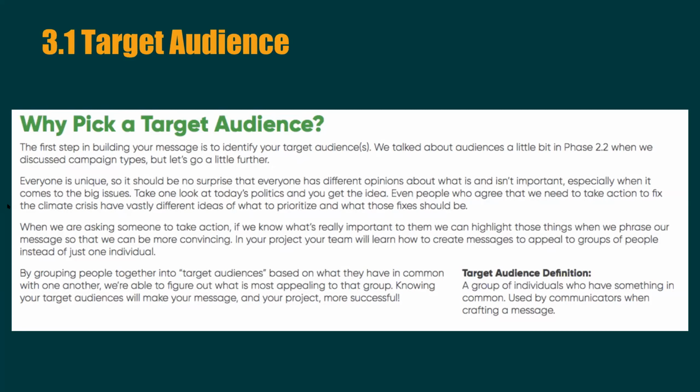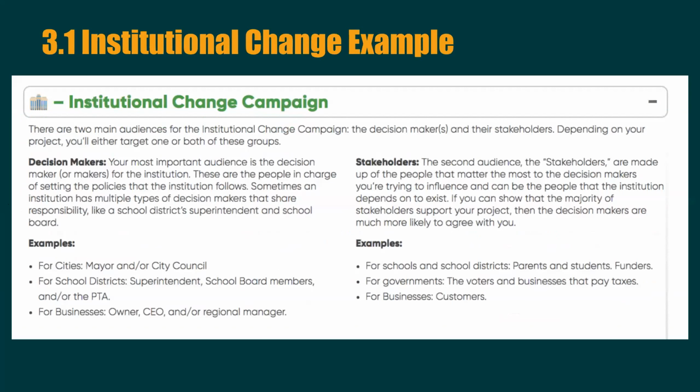So to illustrate how a target audience works in practice, let's dig into an institutional change campaign. So institutional change campaigns have two main audiences. First are decision makers, and the second are shareholders. Decision makers, these are the leaders who help set policy for an institution. For instance, these are the mayors, the city council members, a CEO of a business, the school superintendent, or the school board. The call to action for students when they're reaching out to decision makers is to change the policies of the institution. And so typically students will reach out to those folks through meetings or presenting at public meetings.